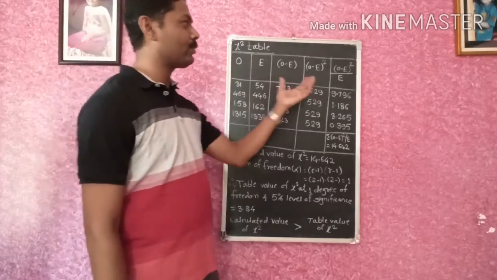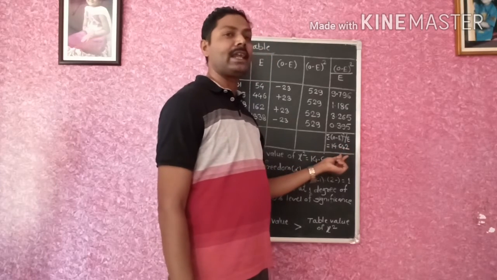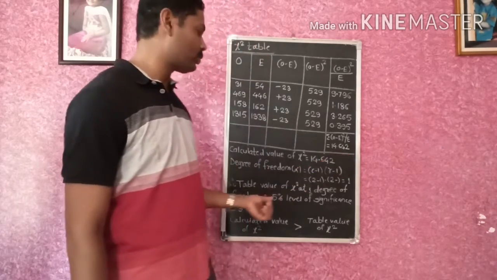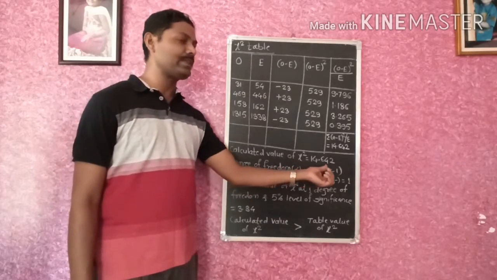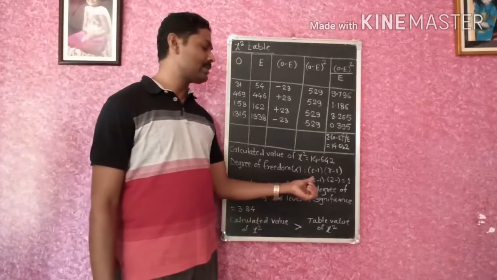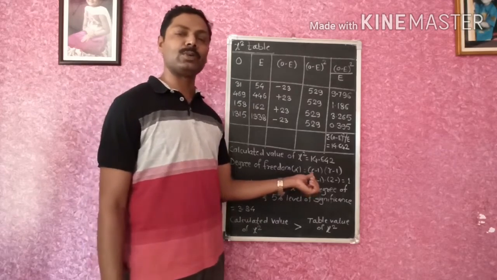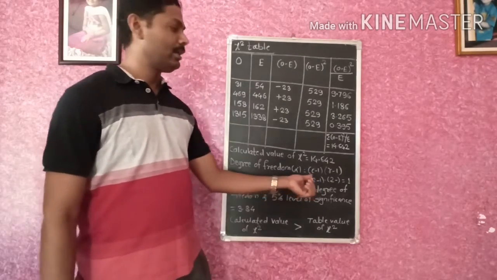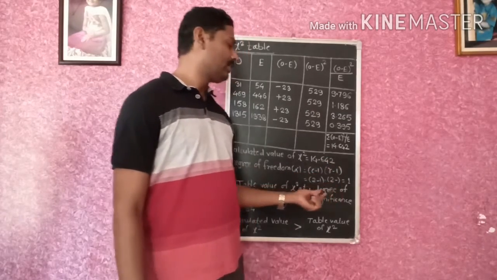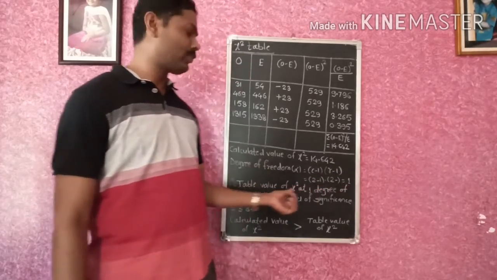According to this data, we have calculated the summation of (O minus E) squared divided by E. It is the calculated value of chi-square, and the calculated value of chi-square is 14.642. Now calculate the degrees of freedom. It has the formula (C minus 1) into (R minus 1). C stands for number of columns; in our example we have 2 columns, so C is 2. R stands for number of rows; we have 2 rows, so R is 2. By doing this, we get 1 degree of freedom.